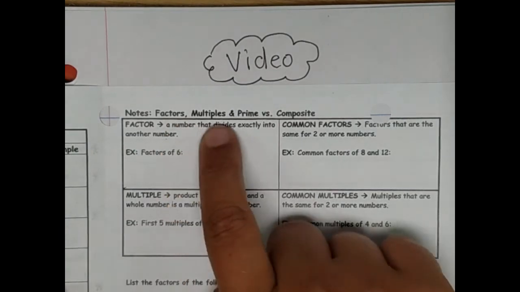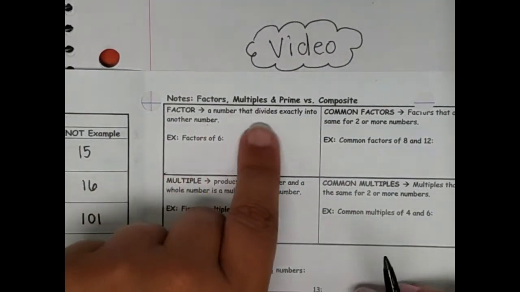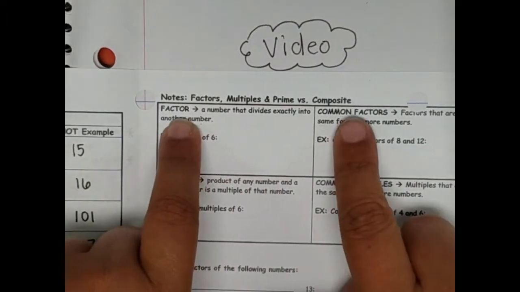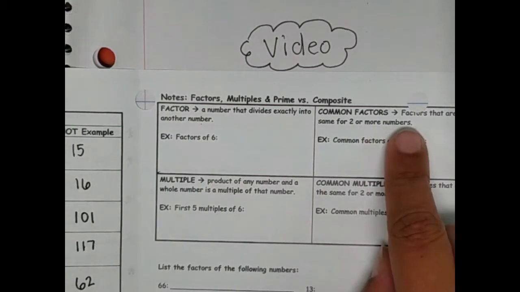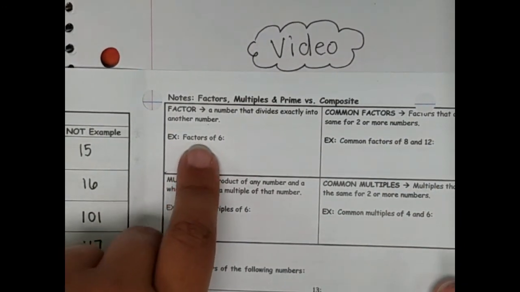Now we're going to talk about factors, multiples, and prime versus composite. A number that divides exactly into another number is a factor. Common factors are factors that are the same for two or more numbers. So for example, factors, let's go back over here.